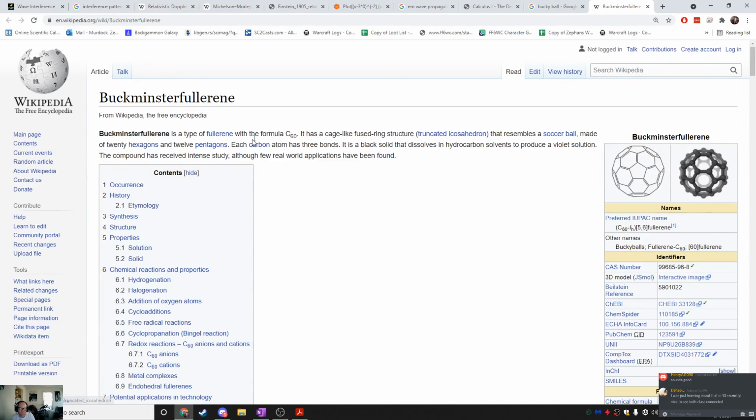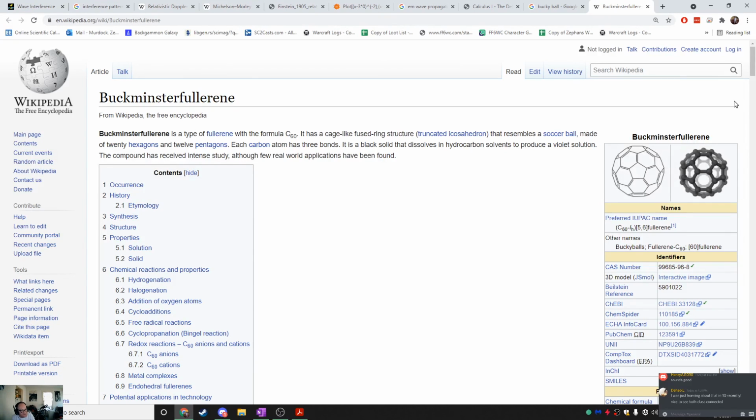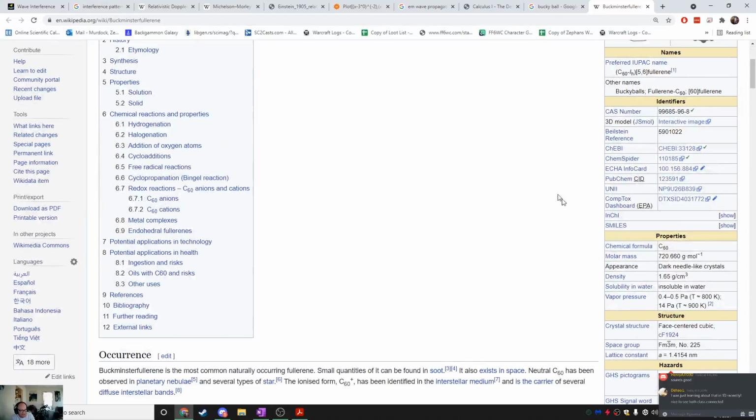So, anyway, even these, which are huge. What's the molar mass? 720. That's bigger than anything on the periodic table by a long shot, right? So these things are massive. Their density is 1.65 grams per centimeter cubed. I think this is actually denser than air, right? A little bit denser than air, because I think air is about 1 gram per centimeter cubed, probably.